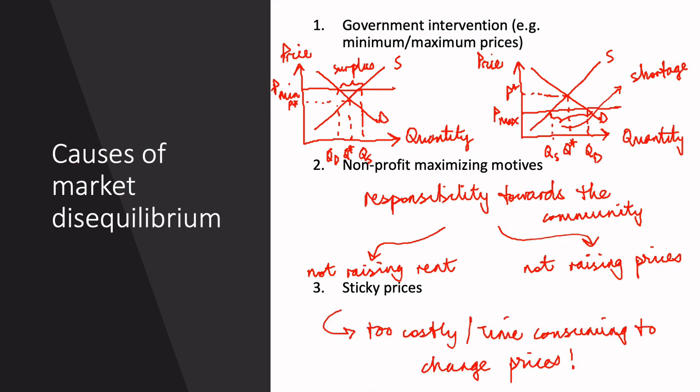Sticky prices are also a major factor. Some firms may be committed to keeping their prices the same throughout the year, despite potential seasonal shifts in supply and demand. This could be because it would take too much time, effort, and money to change prices regularly.